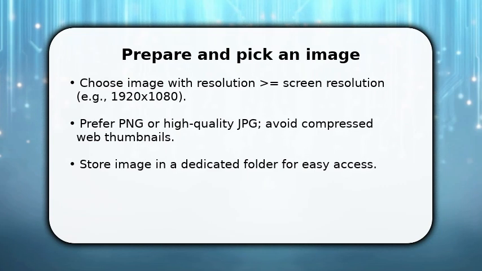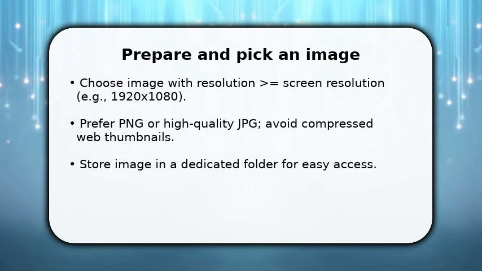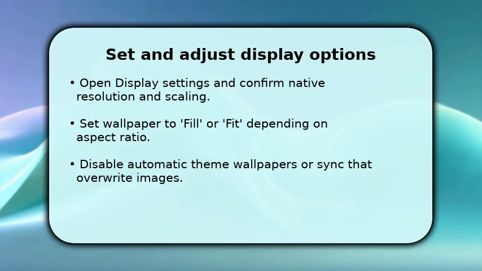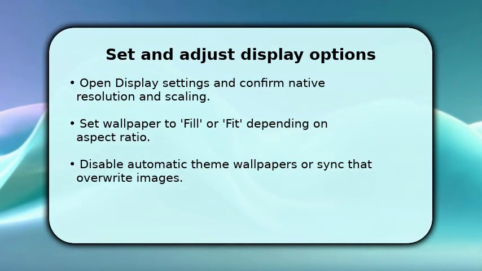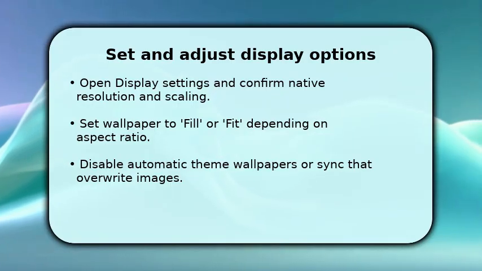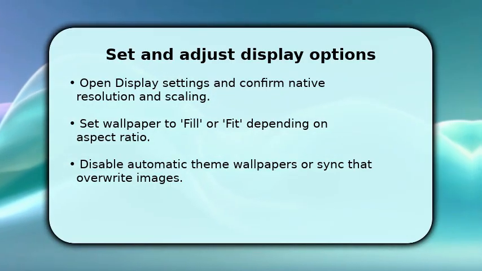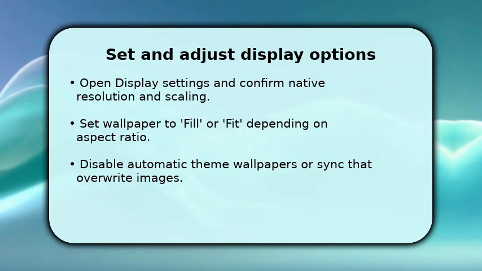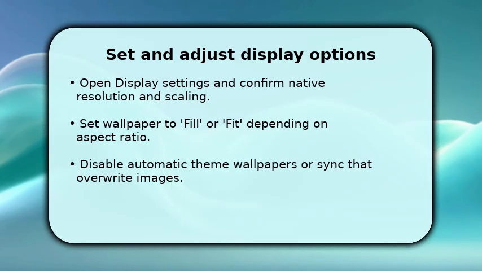Now you adjust system settings to preserve that clarity. Open display settings and confirm the native resolution and scaling. Incorrect scaling can blur images. Then set the wallpaper mode to fill or fit based on aspect ratio so pixels aren't stretched. Fill for larger images, fit if cropping matters.